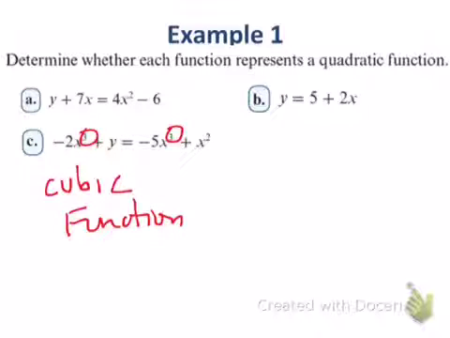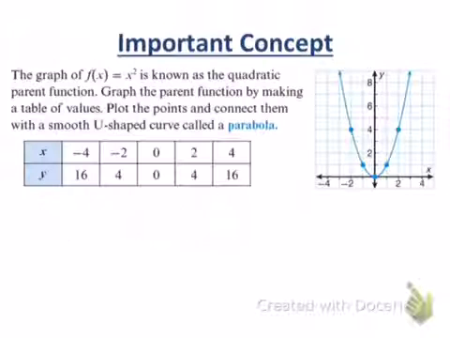Quadratic expressions have to have it as their highest exponent. Now, this does have a quadratic term in it, but the square has to be the highest exponent in order for us to have a quadratic expression. All right, now, this is very important. The graph of f of x equals x squared is known as the quadratic parent function. It's the stripped down, simplest version of a quadratic equation.